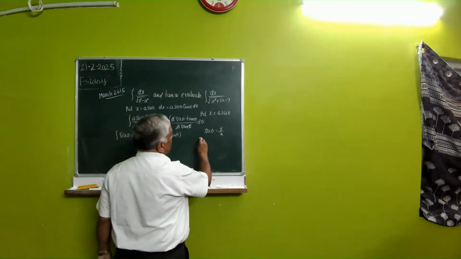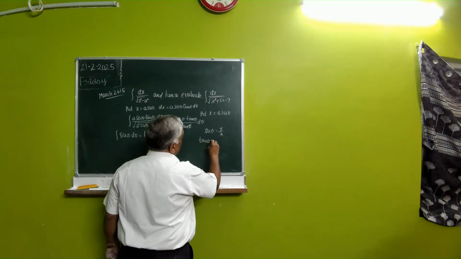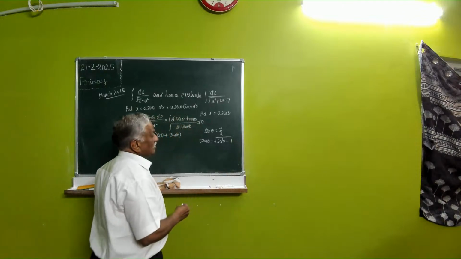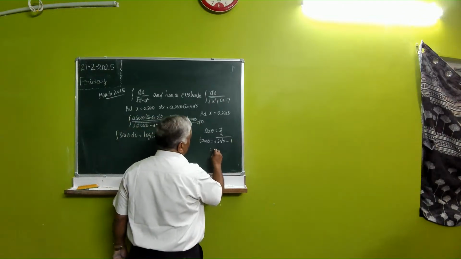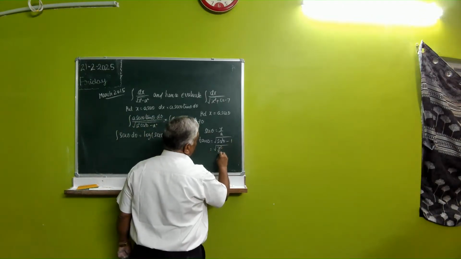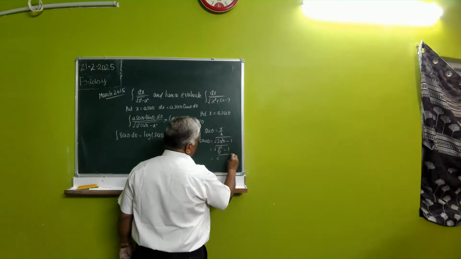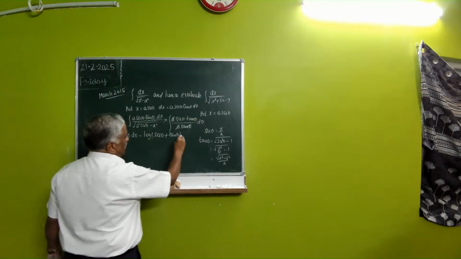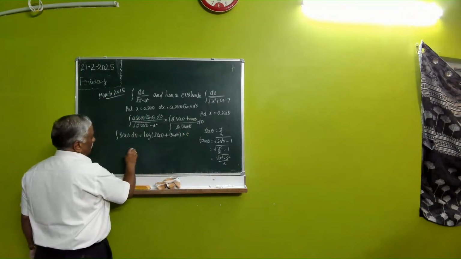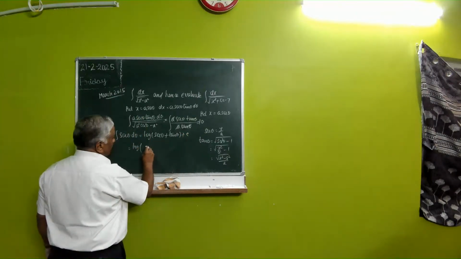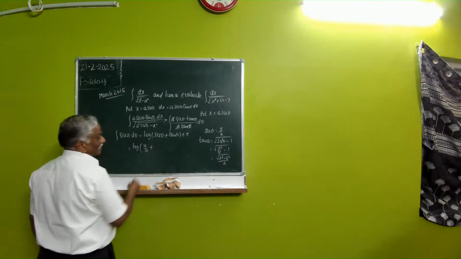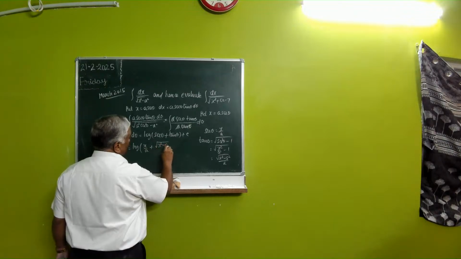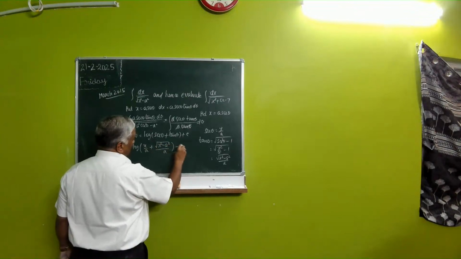But what is tan theta? Tan theta is equal to root of secant square theta minus 1, that is root of x square by a square minus 1, that is root of x square minus a square by a. So plus c is there. So this is log of secant theta is x by a, tan theta is root of x square minus a square by a, plus c.